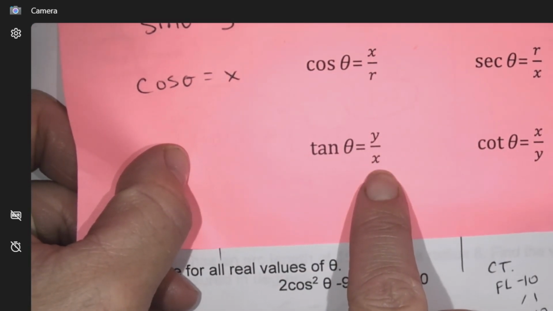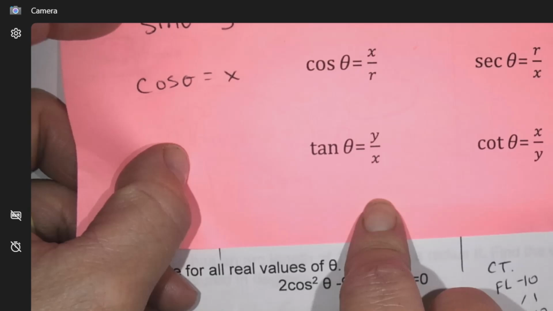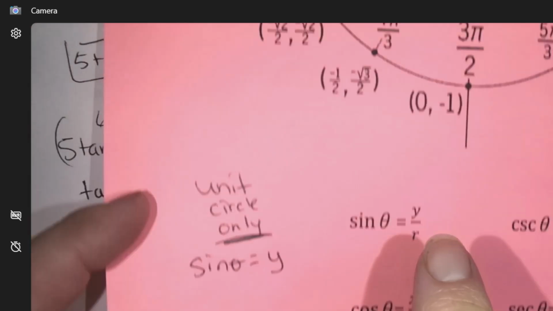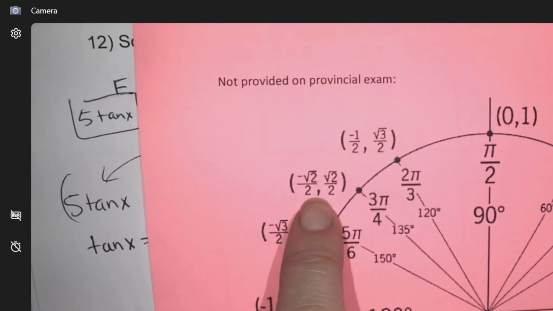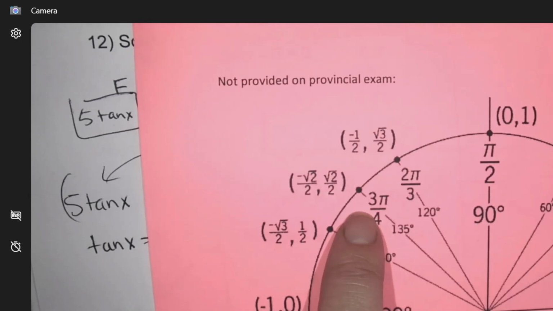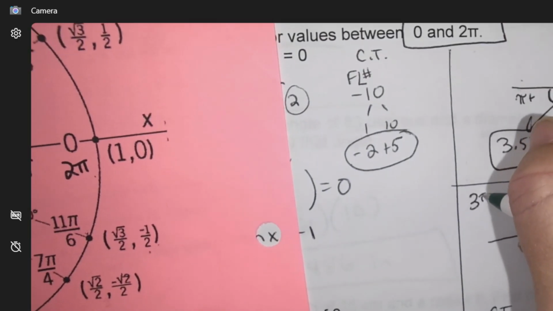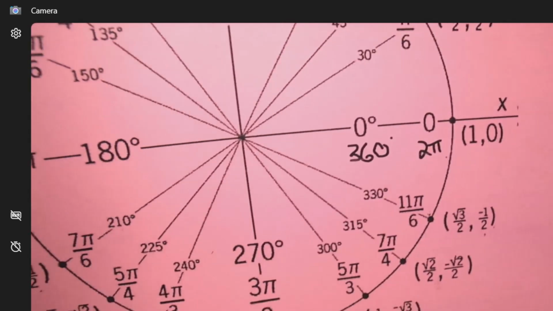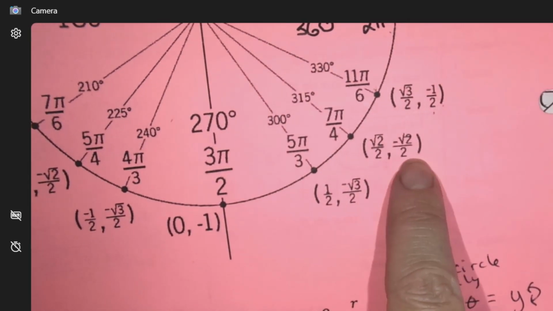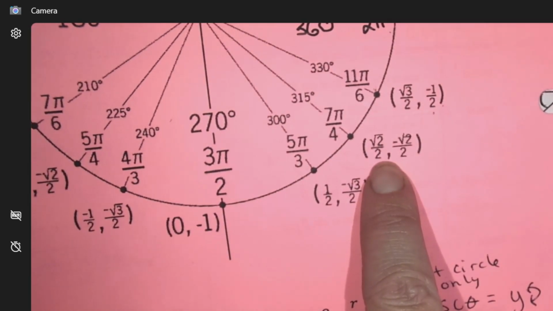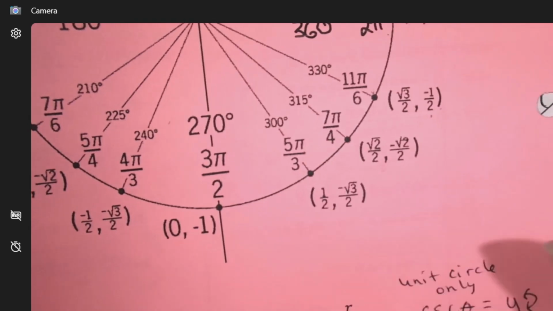Y divided by x. How do you divide two things in math to make ones? They need to be the same. So there's an answer. 3 pi over 4. And where else would you divide y and x to be -1? 7 pi over 4.